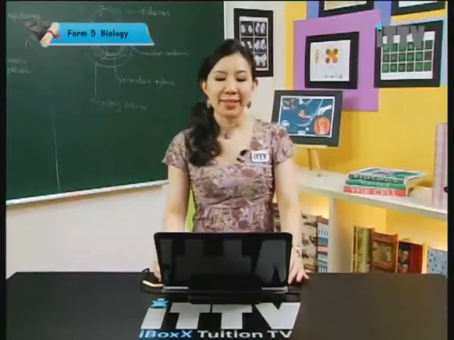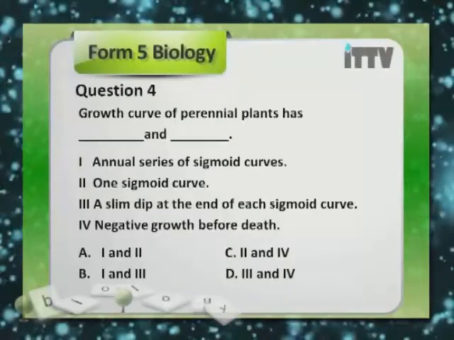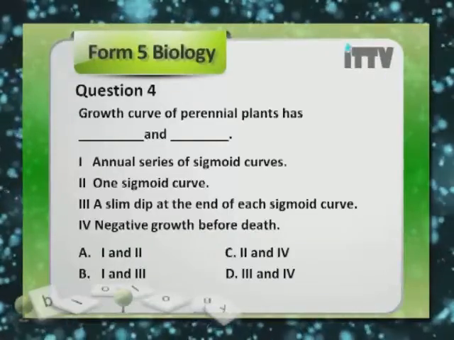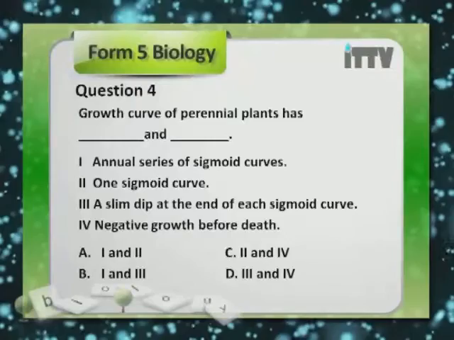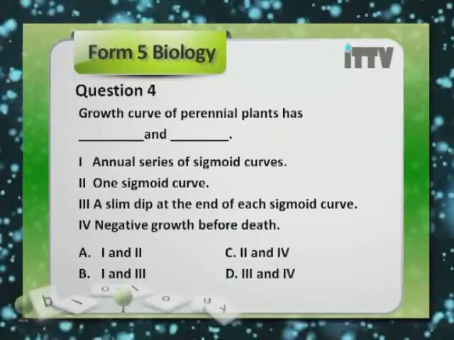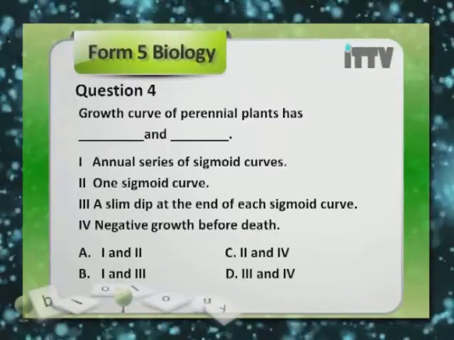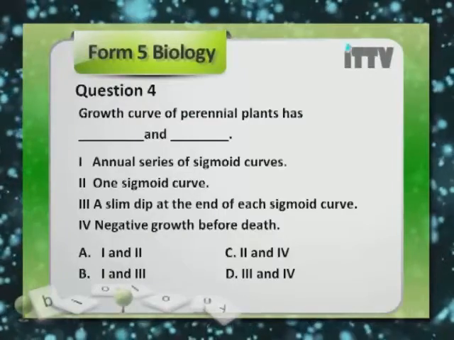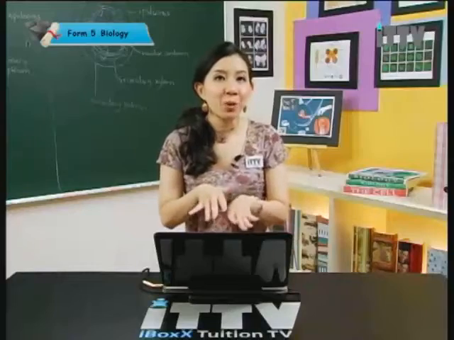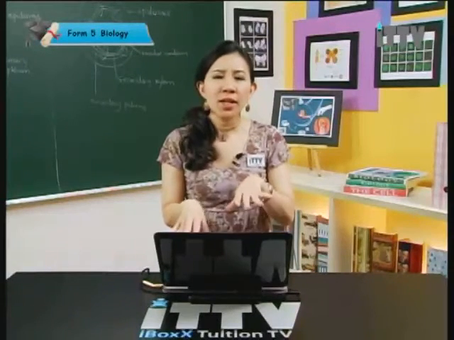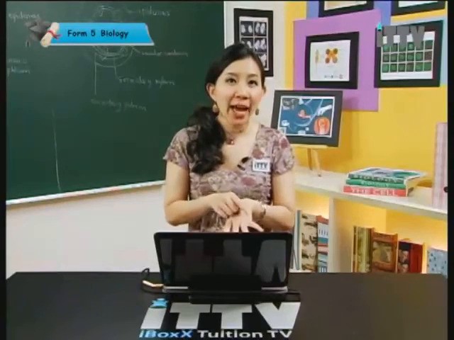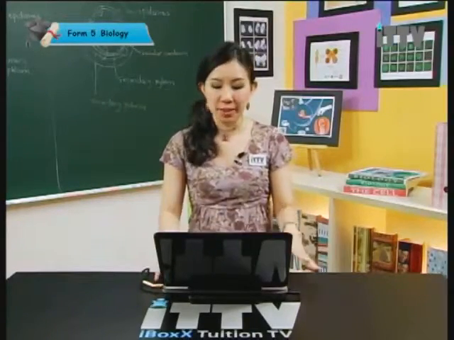Now next question. Growth curve of perennial plants has dash and dash. 1, annual series of sigmoid curves. 2, one sigmoid curve. 3, a slim dip at the end of each sigmoid curve. And 4, negative growth before death. Now this is a very clever question because it fuses the characteristics of limited and unlimited growth. So do be careful at which one you choose.